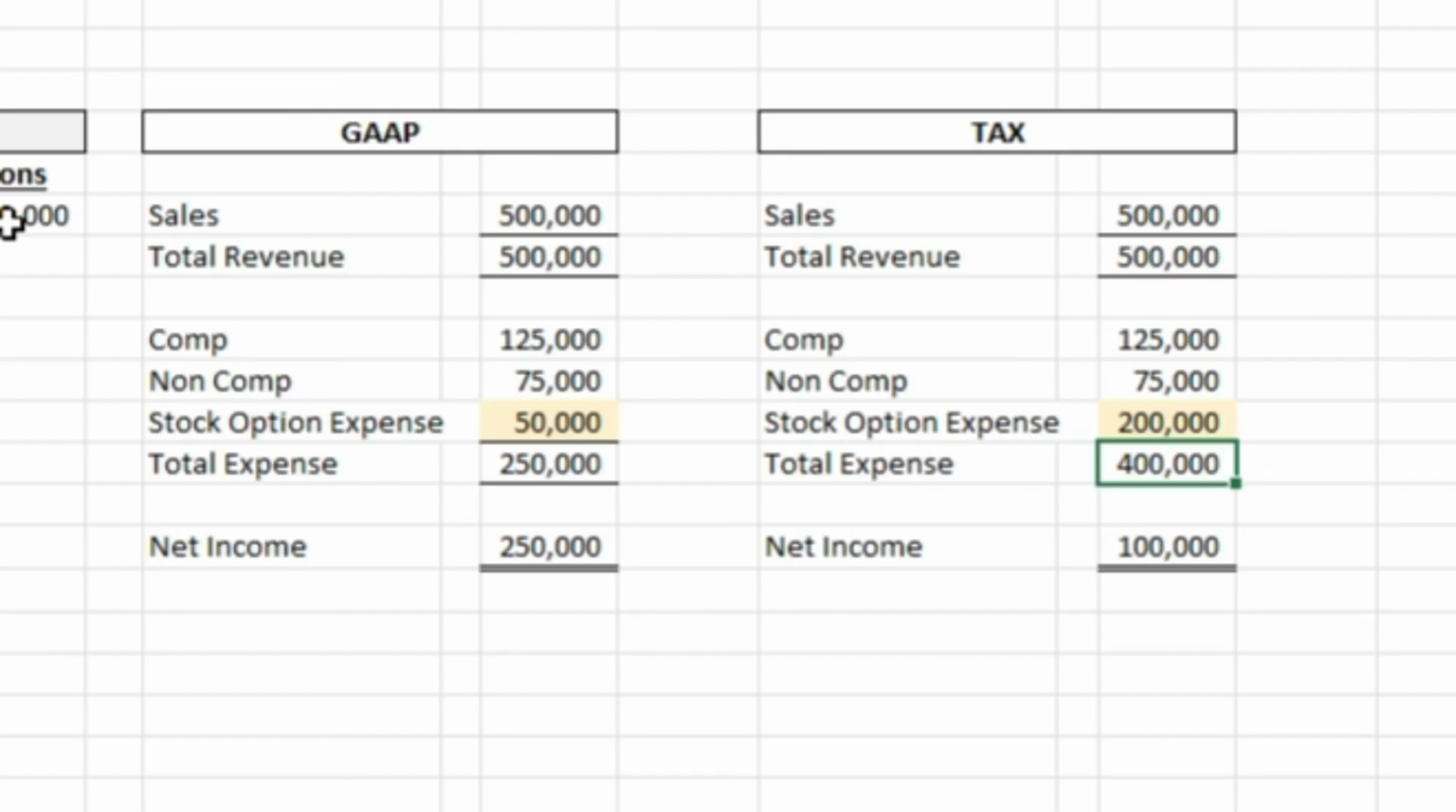So you can see there's a large difference on a stock option when somebody exercises their options from a tax and GAAP standpoint. If you look at the net income on a GAAP basis, year 3, $250,000. On a tax basis, my net income is $100,000. There is a big difference based upon the methodology of how you recognize stock options and stock option expense.